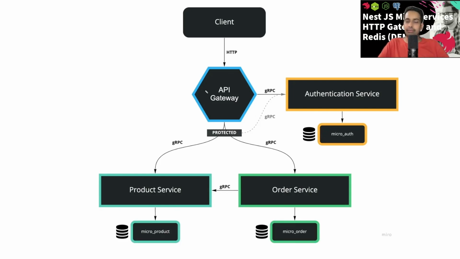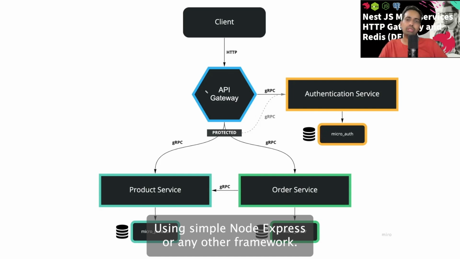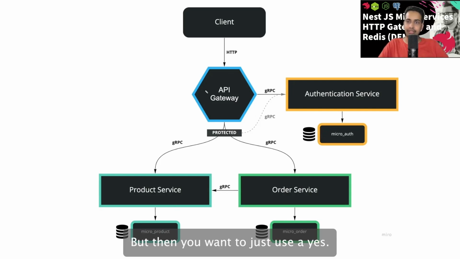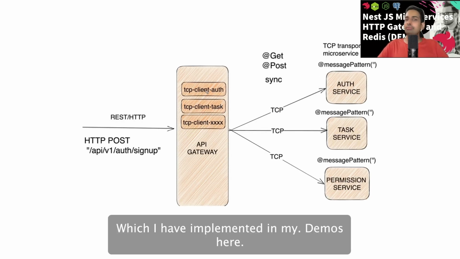through gRPC. Now let's see, if you want to use gRPC using simple Node, Express, or any other framework, you have to learn a lot of things and put a lot of building blocks together. But when you use Nest.js microservices, things are way more simplified. This is a simple architecture pattern which I have implemented in my demos.